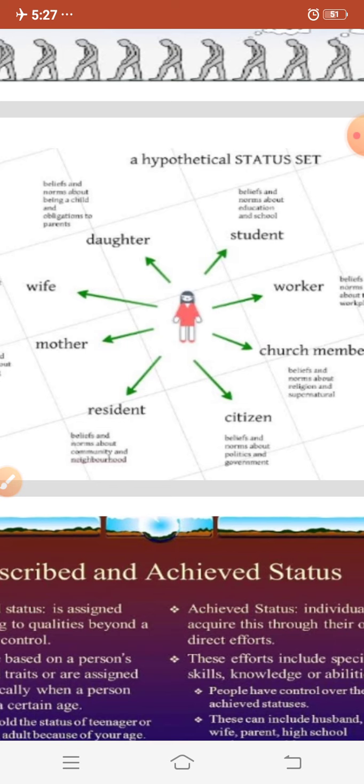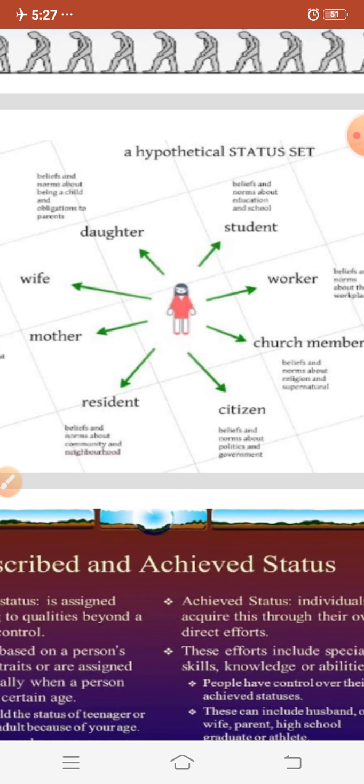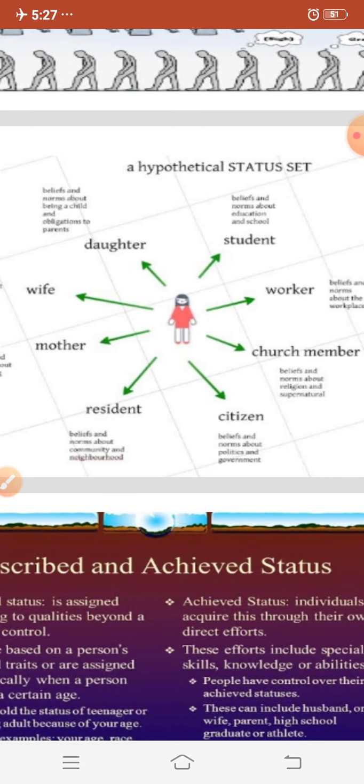It means you are someone's daughter, a student from an institution, a worker in a profession, a church member or a member of another religious group, a citizen of a nation, a resident of your society or neighborhood, the mother of your child, the wife of your husband. So it is the dynamic or behavioral aspect of status. Status is occupied, but roles are played.